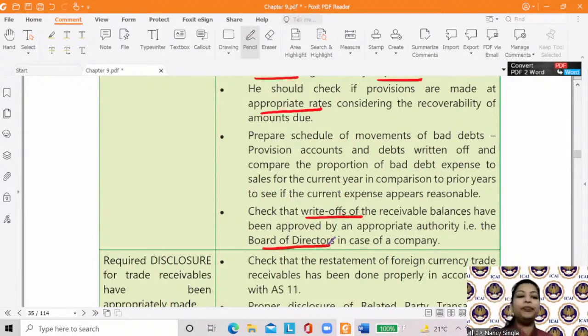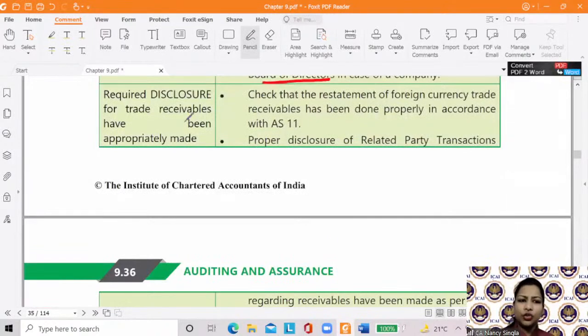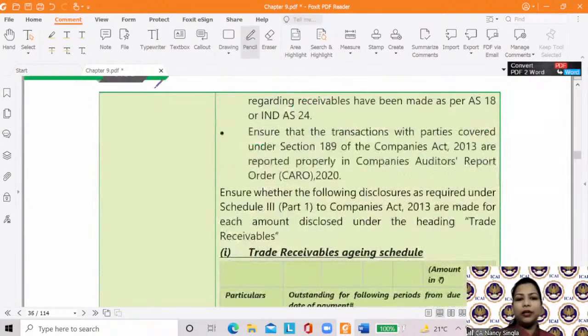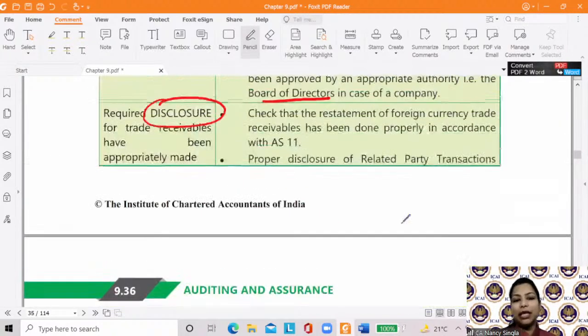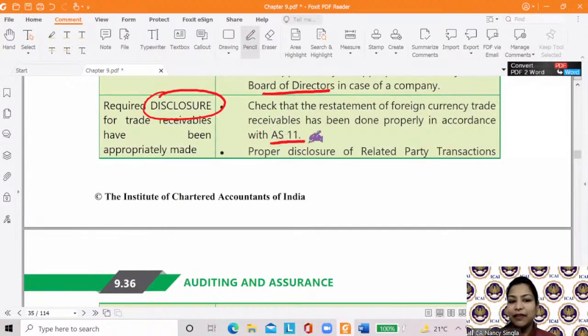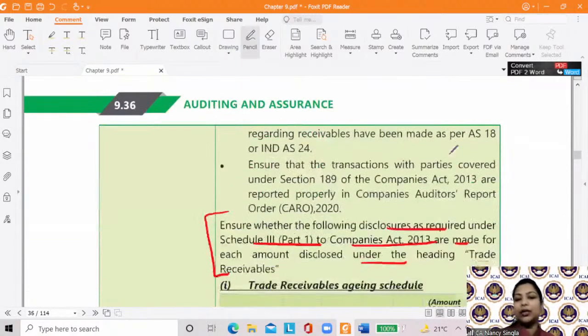ठीक है। Now with respect to disclosures, so first of all, see the line will remain same, don't worry: ensure whether the following disclosures as required under Schedule 3 Part 1 to the Companies Act are made. ठीक है। बट उससे पहले हमें और क्या देखना है, that AS 11, that is in case of foreign debtors in foreign currency, so whether these are restated at an appropriate amount in terms of AS 11. Related party अगर कोई debtor है, whether the proper disclosure has been made in terms of AS 18, and ensure that transactions with parties covered under Section 189 have been duly reported in your CARO 2020.